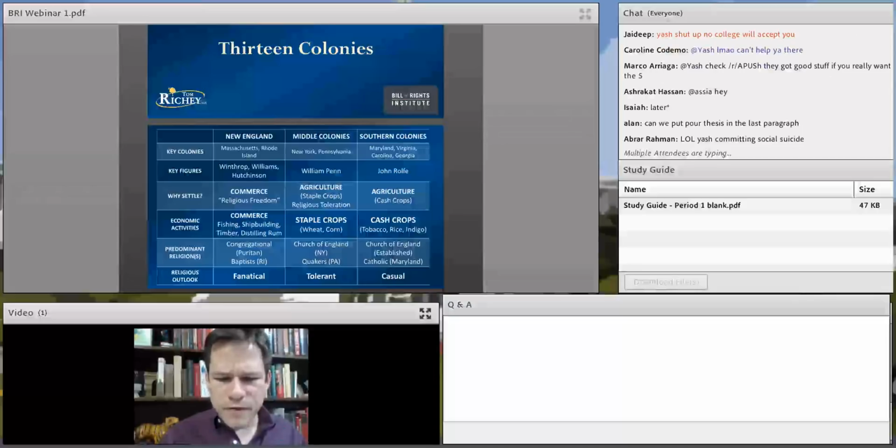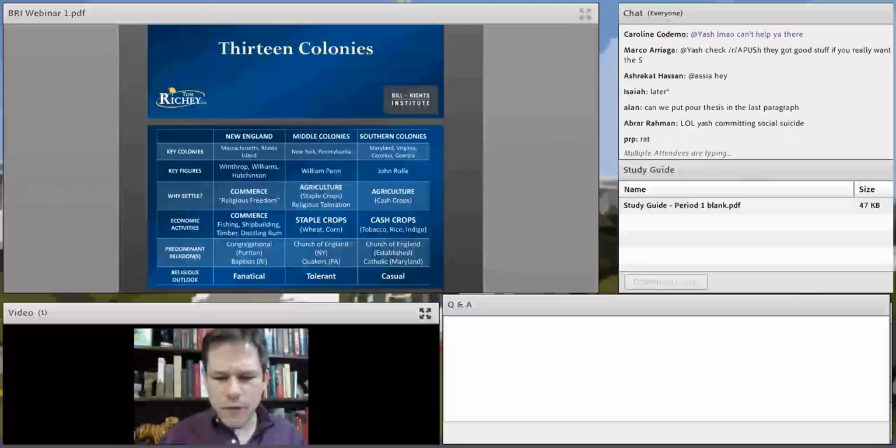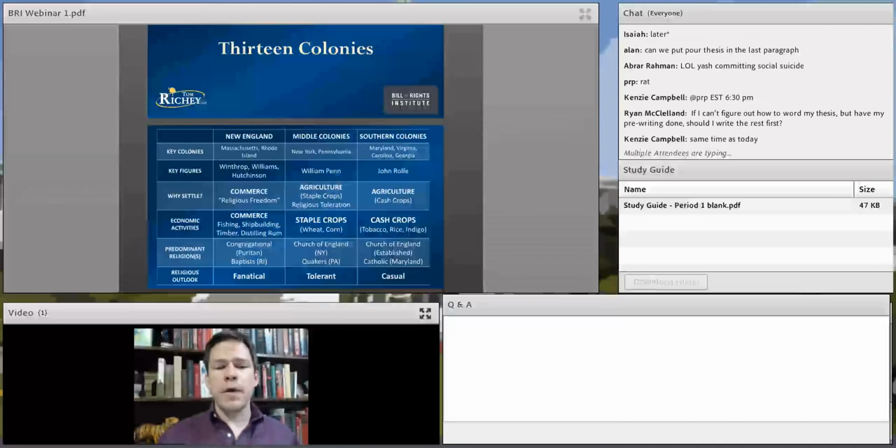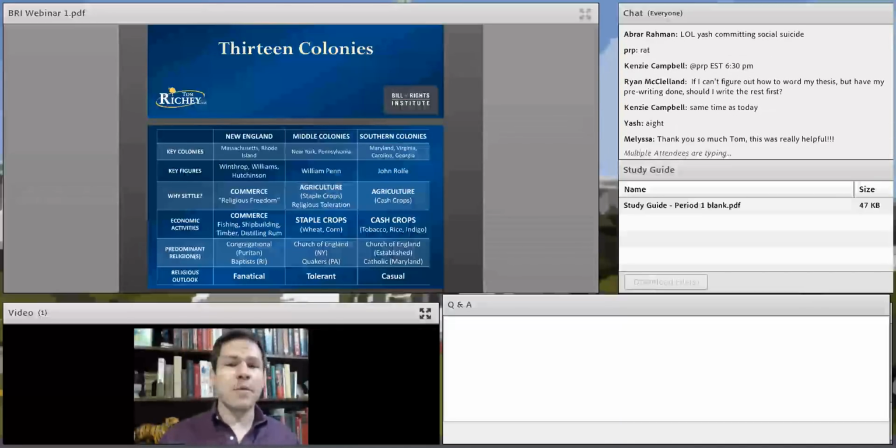As far as that, are we going to go over content or mostly test strategies? This is really about both. What you have to remember about the APUSH exam is it's not just a content test. You can know all kinds of stuff, but if you don't know how to take the test or write the essays, then that could be an issue. So on these webinars I'm going to be reviewing content, but there's always going to be some kind of application.